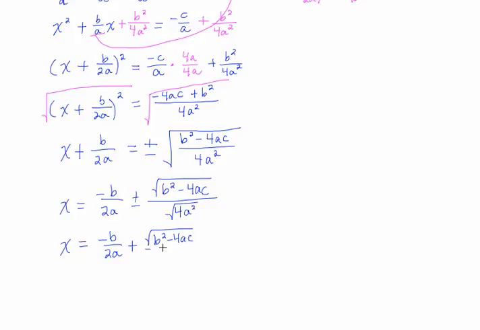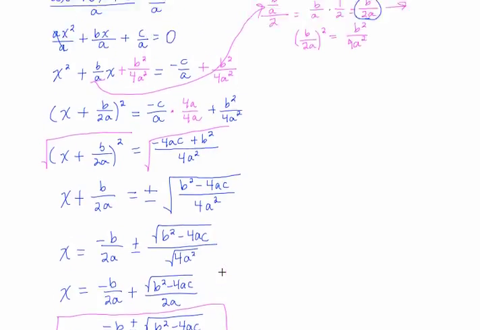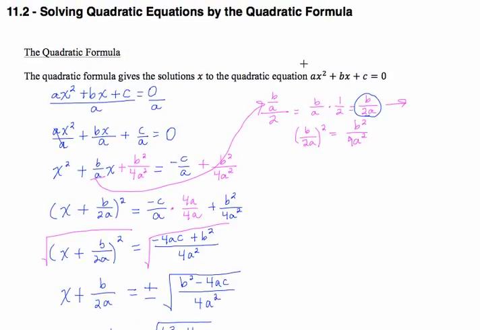So we get the square root of b squared minus 4ac over 2a. And now notice we have the same denominator here and here, so we can write it as a single fraction. This is how you will normally see the quadratic formula written: negative b plus or minus the square root of b squared minus 4ac all over 2a. That is the quadratic formula right there.